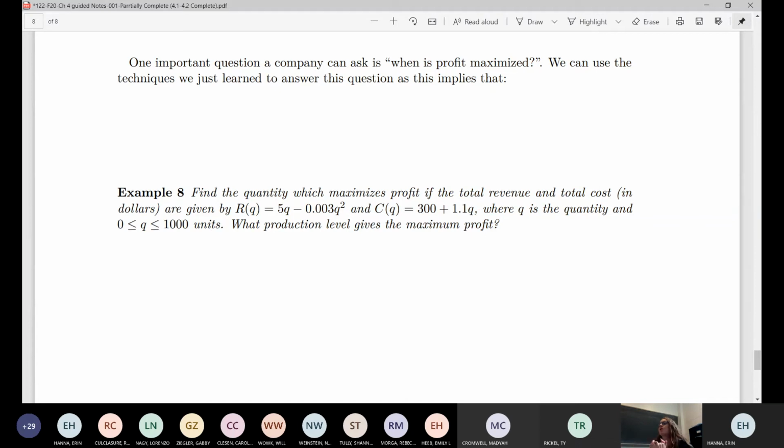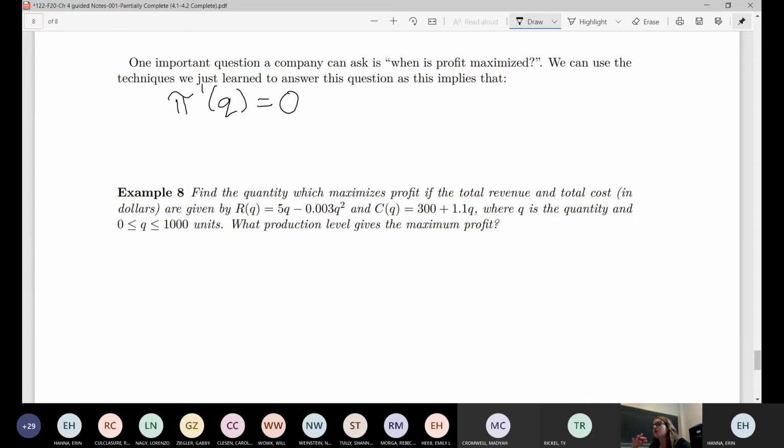So one important question that a company could ask would be, when is profit maximized? That's pretty much what everyone wants to try to do, right? Make the most money. So we could use the techniques that we've been talking about in this section. But if you think about what that means, we've been finding whatever function we want to maximize or minimize, and then we find the derivative and set it equal to 0. So if we were talking about profit, we want to find when marginal profit equals 0.